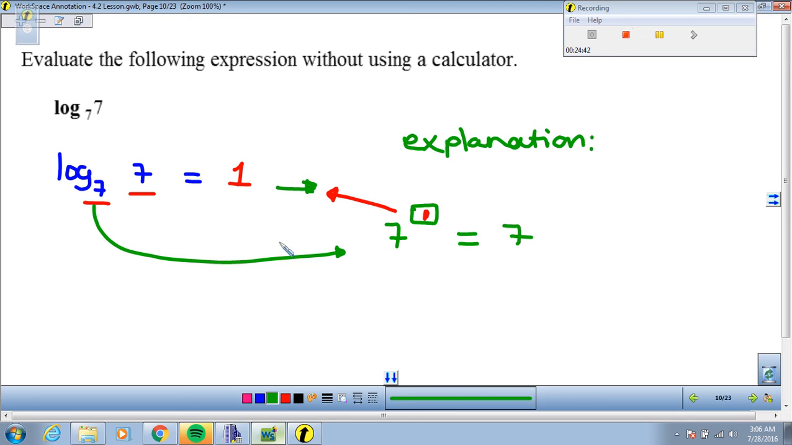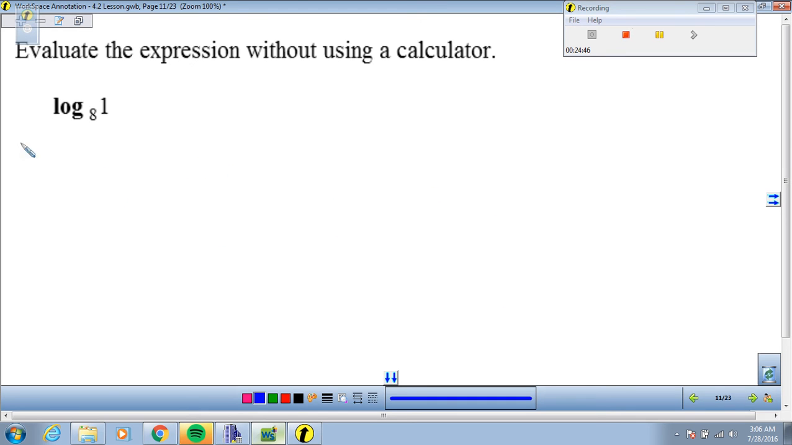Okay. See, I'm telling you, these ones are very, very simple, but you just need to know and understand the rule and understand basically how to evaluate a logarithm so that the rule can make sense to you. This one, you have a logarithm base 8 of 1.